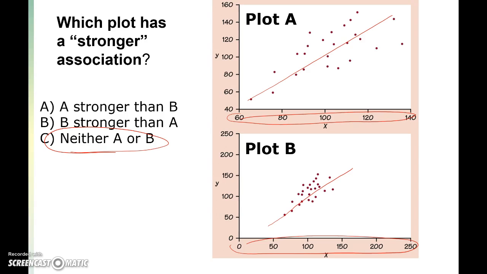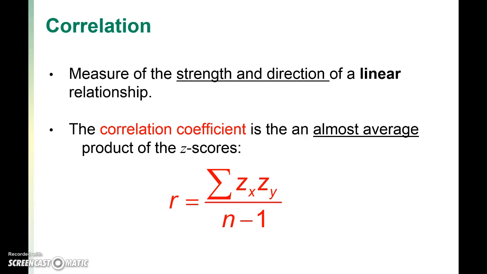Okay? So when I talk about this measure of strength of association, we can be thrown off by the scale. So we really want to make sure that we can remove or eliminate that from our analysis here. And what allows us to do that is a mathematical calculation called correlation. Now, correlation is a measure, a calculation of the strength and the direction of a linear relationship only. So correlation only works with lines or linear relationships.